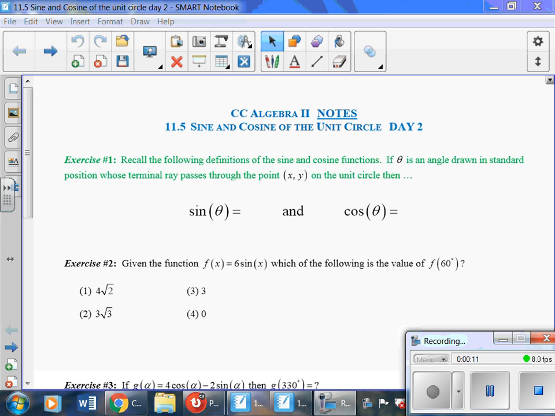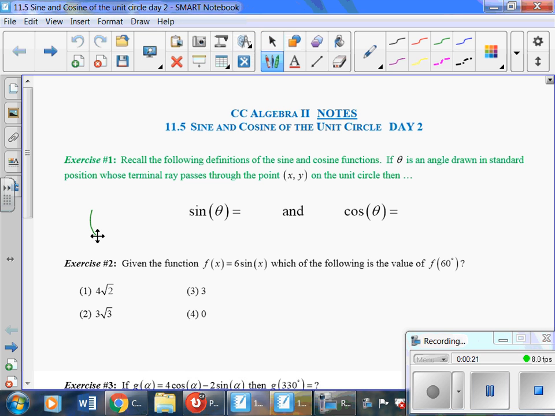So recall the following definitions of the sine and cosine functions. If theta is an angle drawn in standard position whose terminal ray passes through the point x, y. What all that fancy stuff means is that if you have a circle, standard position means that one ray is going to be on the x-axis, and the other ray passes through a point on our unit circle, x comma y. Then the sine is going to be the y value, and the cosine is the x value.